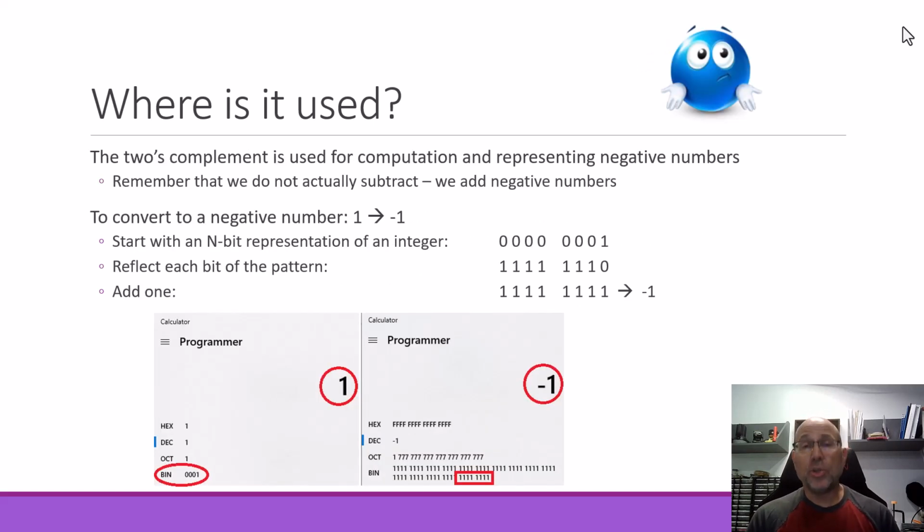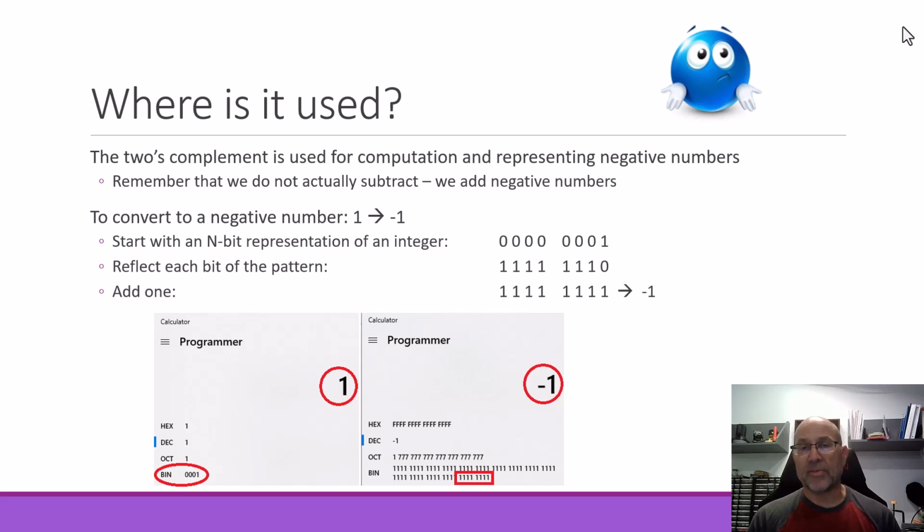Well, how about the twos complement? Well, the twos complement is how we do some computation and how we represent negative numbers. Remember that we don't actually subtract in a computer. We add a negative number. So we can add, we can multiply, we can do shifts, we can do negations, and we can do compares. These are all things that we do. So when we subtract something, we're actually going to add a negative number. So how do we do that? Well, the way that we create a negative number is that first we do the complement and then we add 1. And so there's our twos complement.